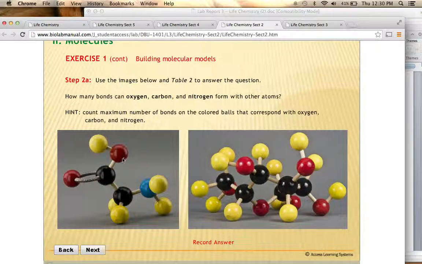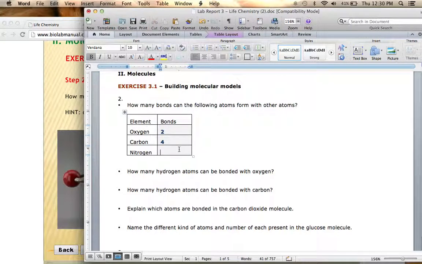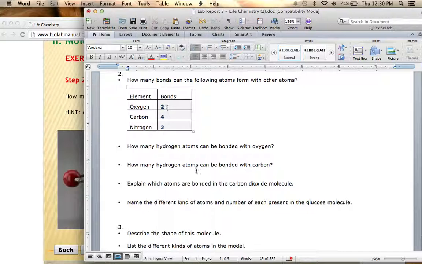Hydrogen forms 1 bond, so you'll see each of the yellow hydrogens is only going to be attached by 1 bond to the different atoms. Looking at nitrogen, which is the blue one, you'll see that it has 3 bonds. So it has a bond to a carbon and then 2 hydrogens bonded over here. So you can use that information that you just did to answer these questions.